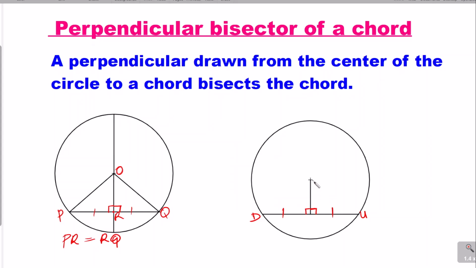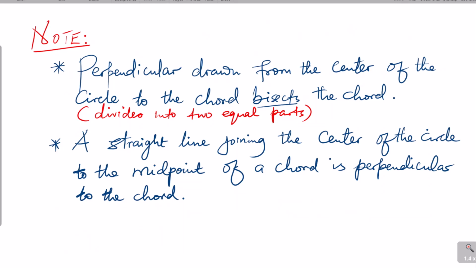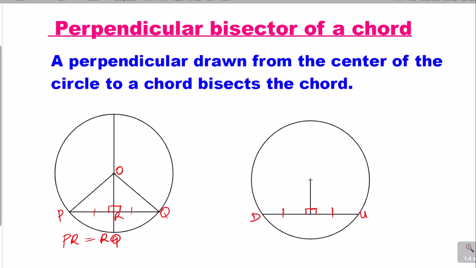In the second diagram, I've indicated that. So you have the center of the circle here. If you draw a perpendicular from the center of the circle, where it meets the chord, it bisects the chord. Note that the perpendicular drawn from the center of the circle to the chord bisects the chord. Bisecting means dividing it into 2 equal parts. Then a straight line joining the center of the circle to the midpoint of a chord is perpendicular to the chord. That is the second diagram. So look at this line that is drawn from the center. It meets this chord DU at 90 degrees, as well as bisecting it. So this line from the center is perpendicular to the chord and it bisects the chord.